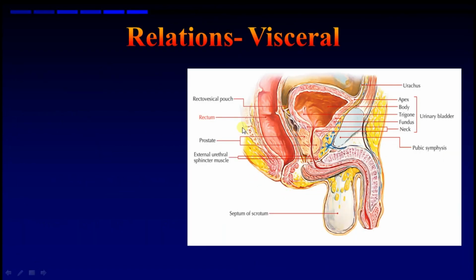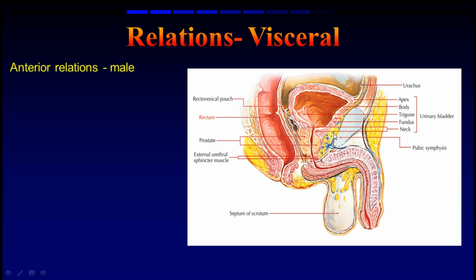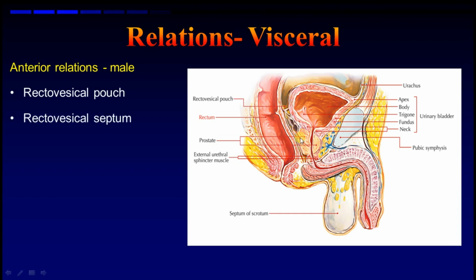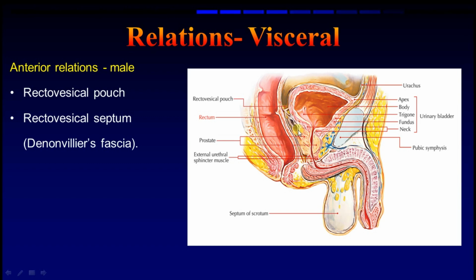Visceral relations in front, in males, it is related, as I told you, to the base of the urinary bladder, seminal vesicle, and then the ampulla of the vas deferens and lower part of the prostate. All this is separated from the rectum by a fascia, which is the rectovesicular fascia of Denonvilliers, which is the fusion of a primitive rectovesicular septum. Okay, so this fusion of the primitive pouch forms the rectovesicular septum. Okay, so this is the lower end of the rectovesicular pouch, which is 7.5 centimeters from the anal opening.